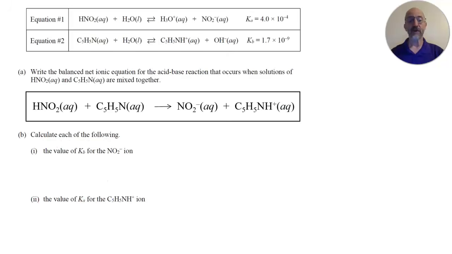In part B, calculate each of the following. We have the value of Kb for the NO2- ion, which is going to act like a weak base. And then we have the value of Ka for the pyridinium ion, which is going to act like a weak acid. Now, earlier in this lesson, I showed you the relationship between Ka and Kb. We're going to use that same relationship to do the calculations in part B of question 4.